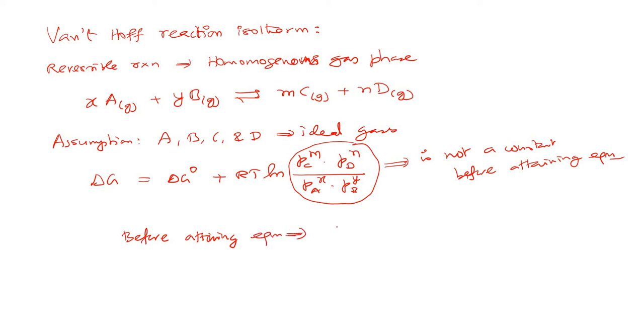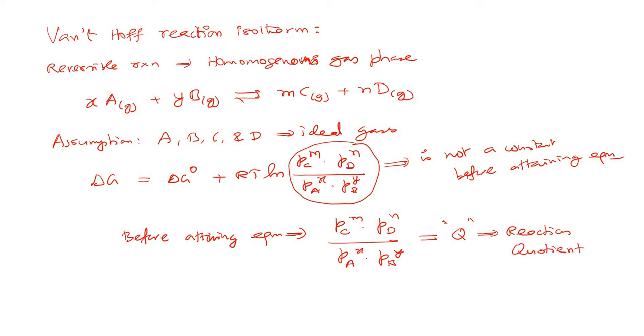Before attaining equilibrium, this ratio, that is partial pressure of C to the power m into partial pressure of D to the power n divided by partial pressure of A to the power x and partial pressure of B to the power y, is not constant, and this ratio is represented as Q, where Q is called the reaction quotient. So we can represent this simply as delta G equals delta G naught plus RT ln Q, where Q is expressed in terms of partial pressure.